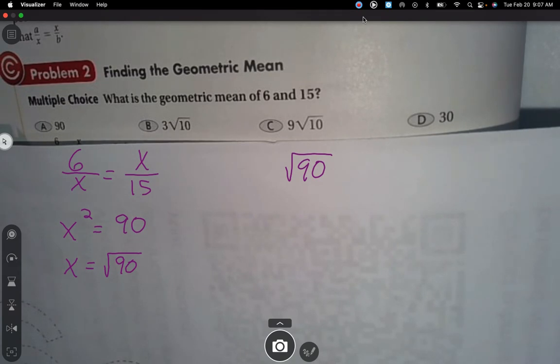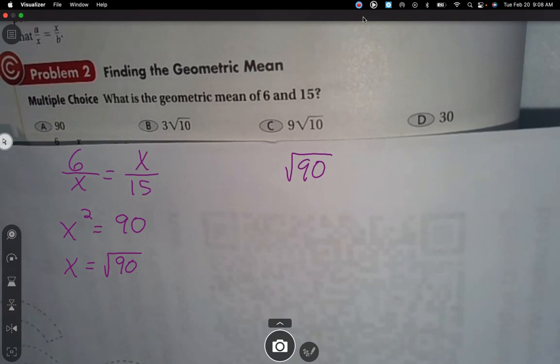All right, let's think of the number 90. What's a perfect square? What number goes into 90? 30? 30 is not a perfect square. 10 is not a perfect square. What are perfect squares? 4, 9, 16, 25, 36, 49, 64, 81. Do y'all know what perfect squares are? Okay, 2 times 2 is 4. 4 is a perfect square.